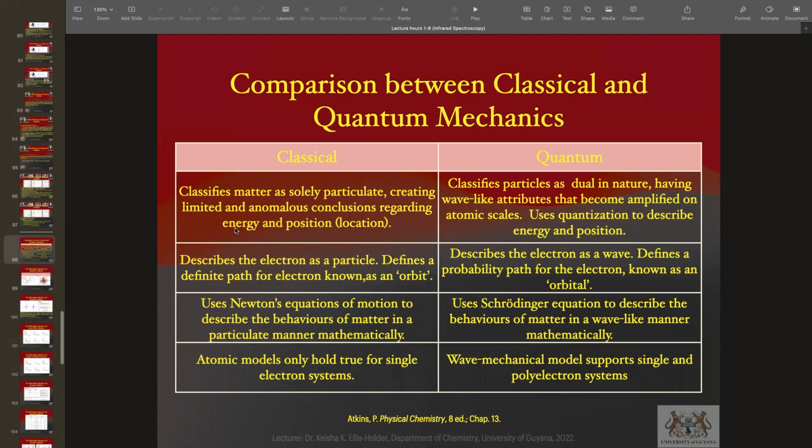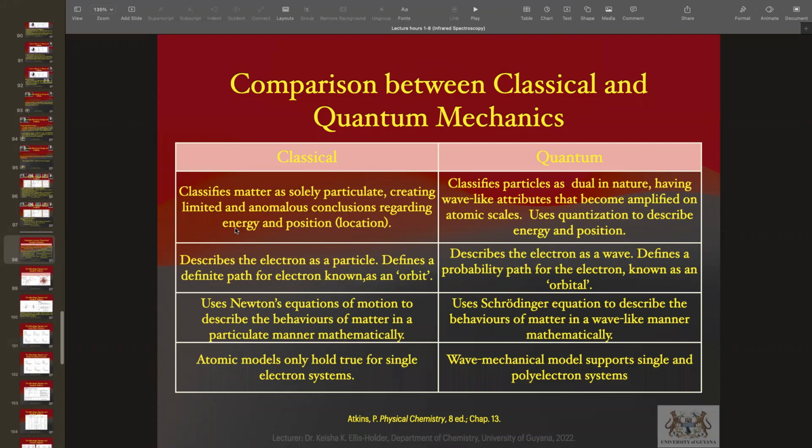But just know that the main conclusion to be applied here in our context is that on an atomic level, the wave-like attributes of matter become amplified. And as a result of that, that has other outcomes.